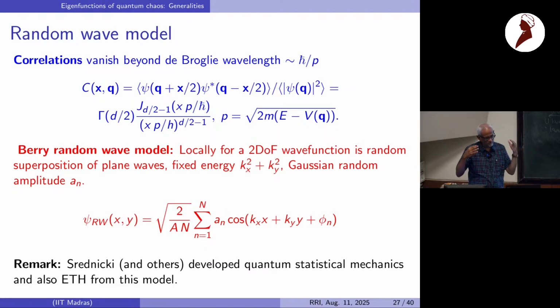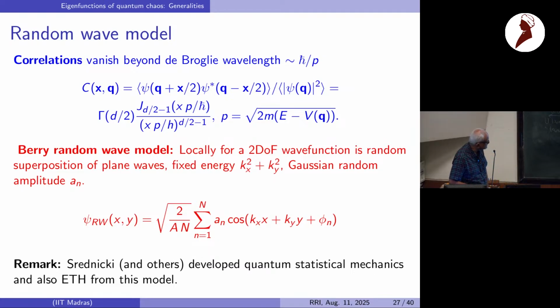So you can now imagine that in each of these directions, there is some plane wave going. And the wave function is a superposition of these random plane waves in which kx and ky, the momenta, are such that kx square plus ky square is fixed, these wave numbers. And these an are random numbers, whose amplitudes are random. Okay, the phase also can be taken to be random. A is the area of the billiard. And so this is a random wave model of what's happening in chaotic eigenfunctions.